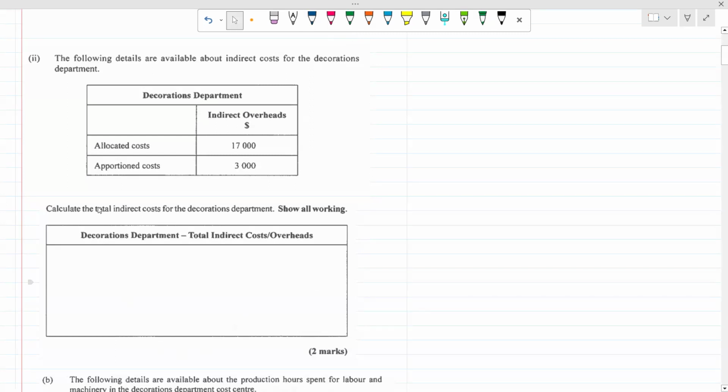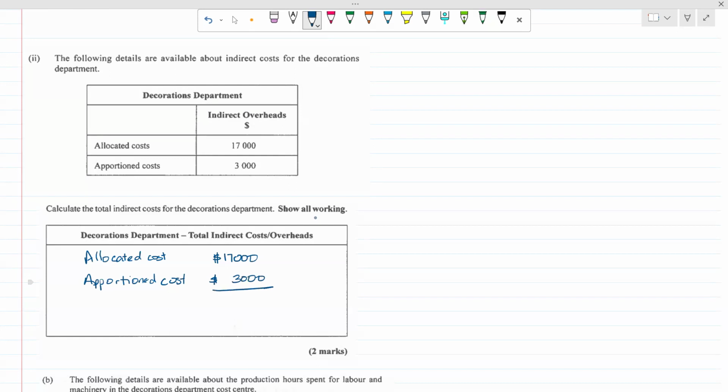They say to calculate the total indirect costs for the decoration department, showing all working. So this will just be a summation of the two. It will be an allocated cost, which is $17,000, plus your apportioned costs. That will give us the total of all the indirect costs associated with our decorations department. This will sum up to $20,000.